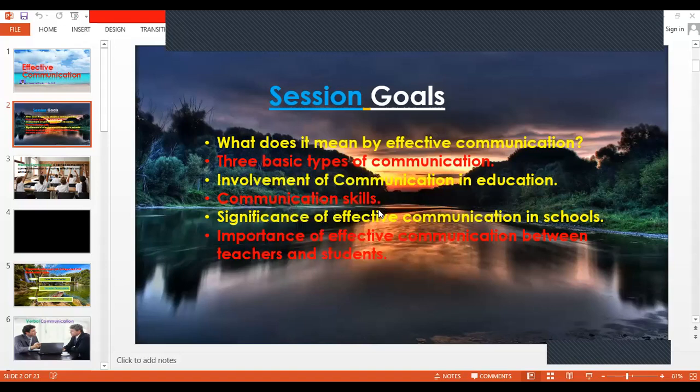Our fourth goal will be communication skills. There are some communication skills. By using them, we can make our communication effective. We can inspire others.